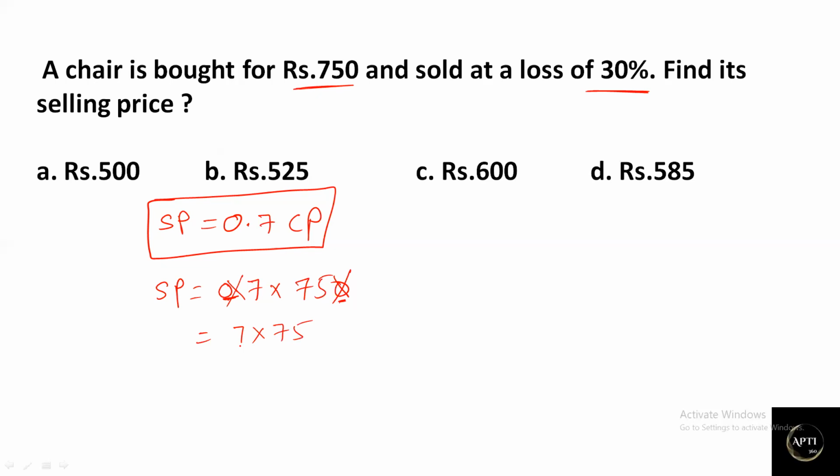If you are good at calculations, of course you can calculate directly, but this is also one of the ways we can calculate. What is 7 into 75? 7 fives are 35, 7 sevens are 49, so 525. 525 will be the selling price. So which option is correct? Option B. I hope you are all clear with this question. Now we'll move on to the next question.